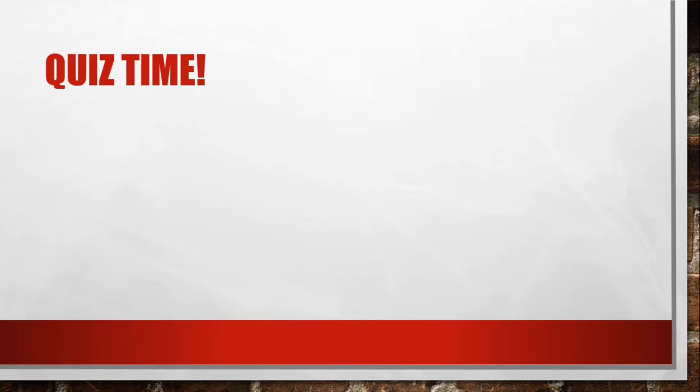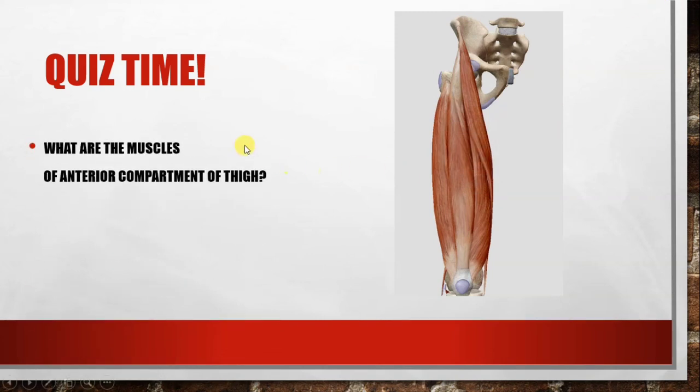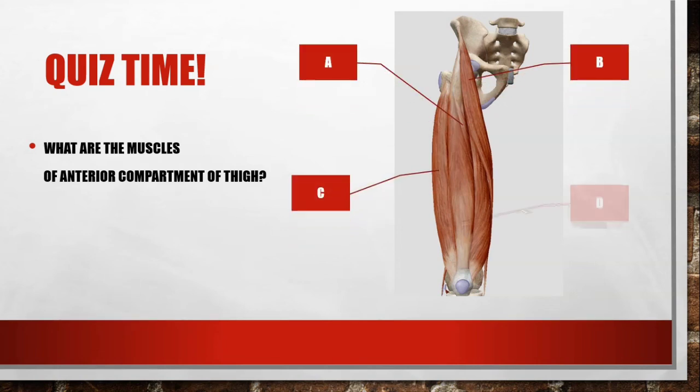Now we have completed our lecture. We have completed the anterior compartment, the muscles of the medial compartment, and the muscles of the posterior compartment of the thigh. We have completed the gluteal region with the inner hip muscles also. Now in front of you there is a picture and a diagram. You need to identify the muscles that are present in the anterior compartment of the thigh. These are marked as number 1, A, B, C, D, and E.